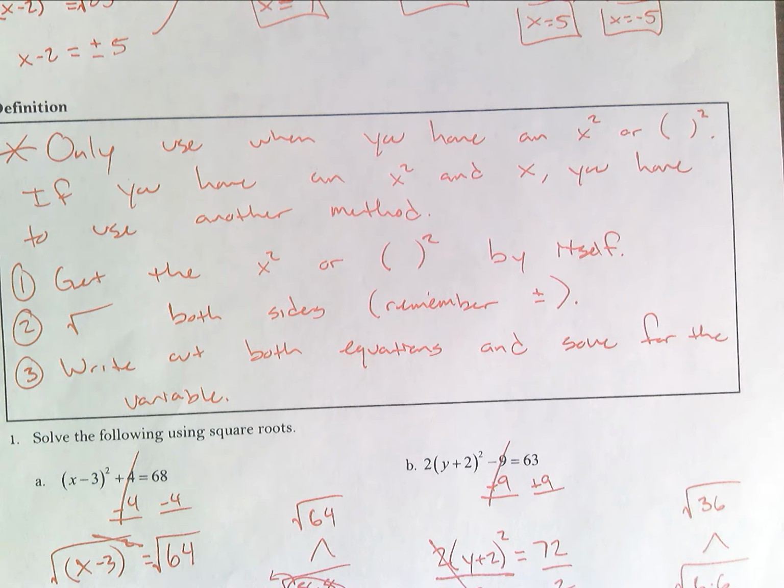So a quick reminder, this only works when you have an x or a parentheses squared, not when you have an x squared and x. You got to get that squared term by itself, square root both sides, remember your plus and minus, and then write out both equations and solve for the variable.